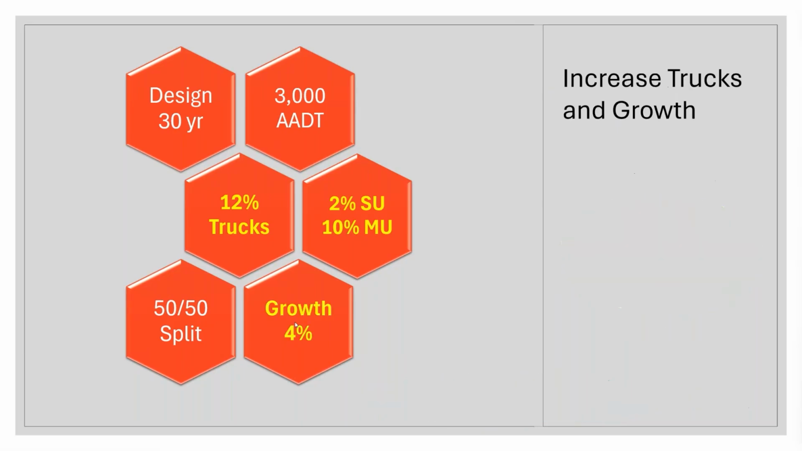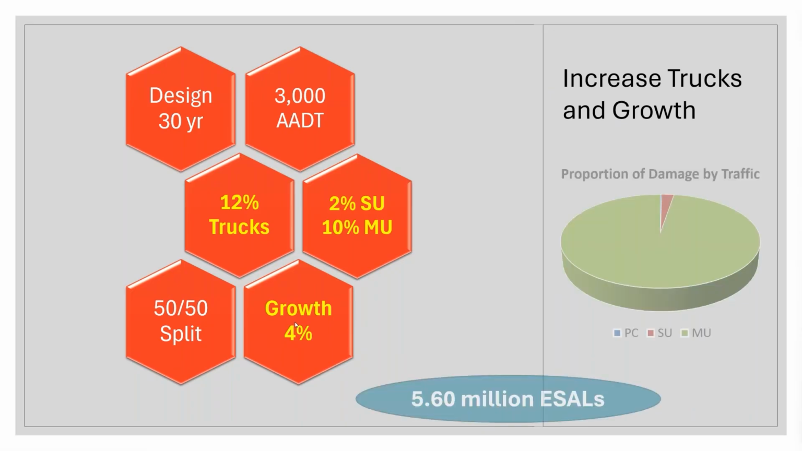So it is hard to forecast all of those things very accurately because we don't know the future. Now, what if we increase the trucks and the growth? So keep what we had, the 12% trucks, and we bump the growth rate up to 4%. Now we're at 5.6 million ESALs. And that is more than an 1,100% change from where we started originally with this example.